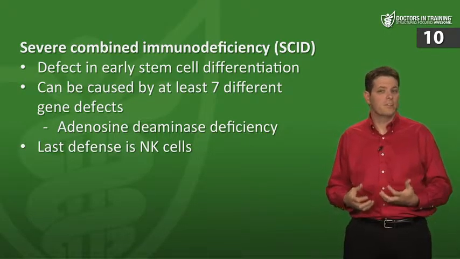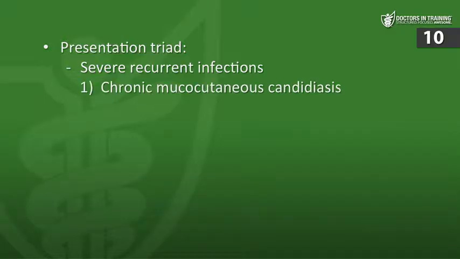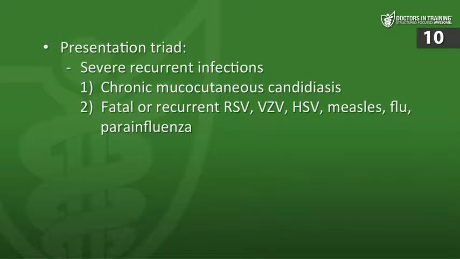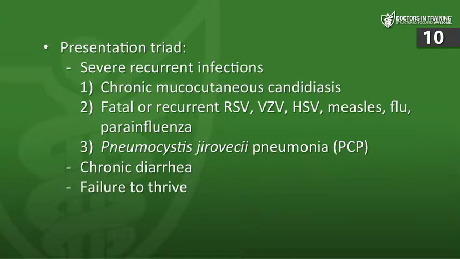So how does SCID present? Well, the first part of the triad is severe recurrent infections, specifically chronic mucocutaneous candidiasis, fatal or recurrent RSV, or respiratory syncytial virus, VZV, or varicella zoster virus, and herpes simplex virus, measles, flu, or parainfluenza, and then also PCP pneumonia. And then the second part of the triad is chronic diarrhea, and the third part is failure to thrive. So know that triad: recurrent infections, chronic diarrhea, and failure to thrive.